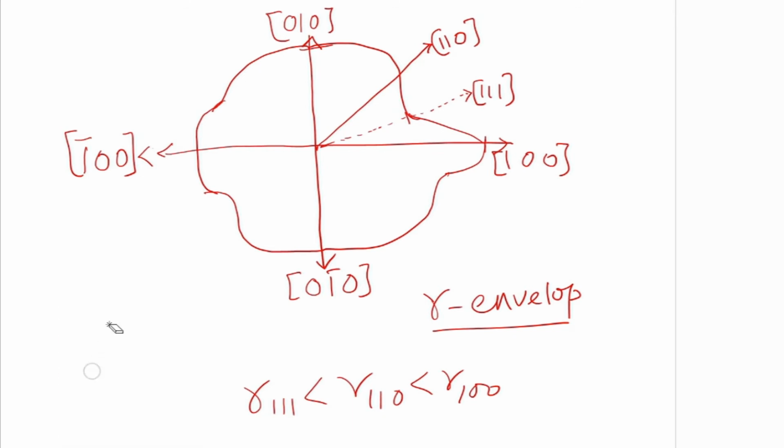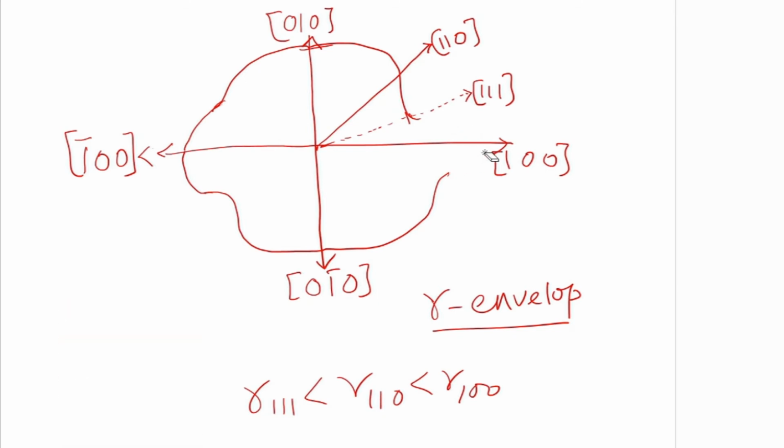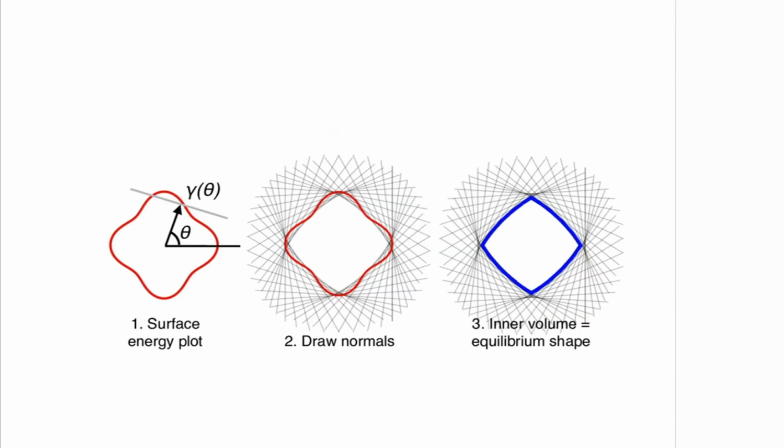Correct. It is something like this, it will look like. See if you can do better on this side. So this is my gamma envelope. What can I do? To create the structure inside it, what is done is very simple. That is what is known as Wulff construction.